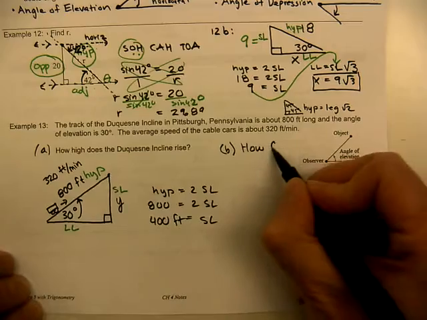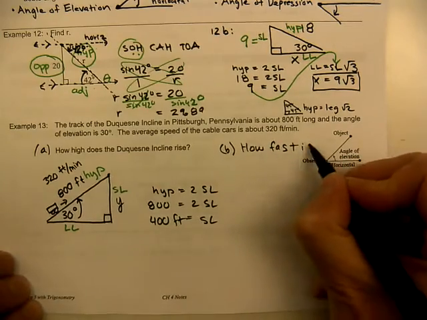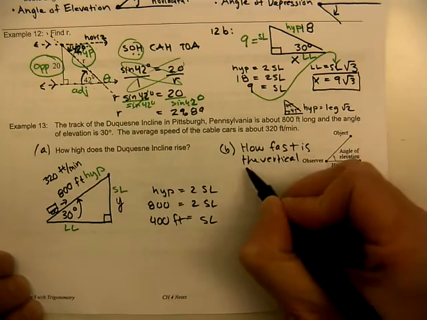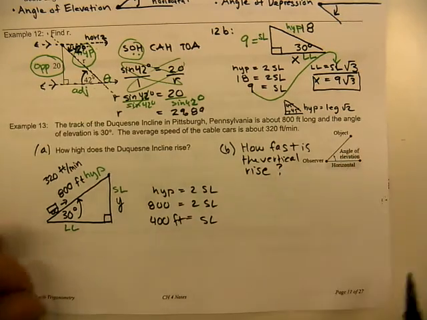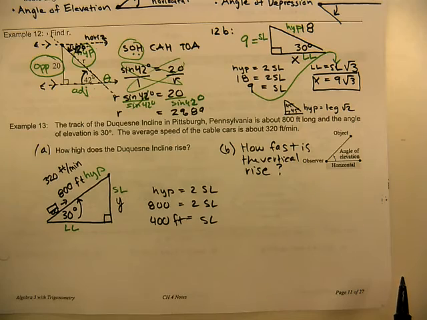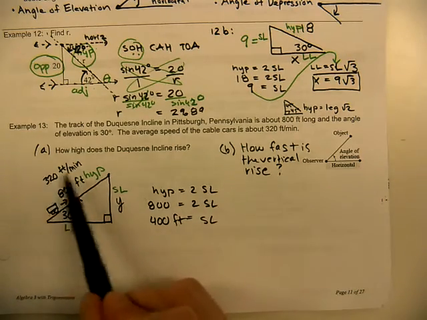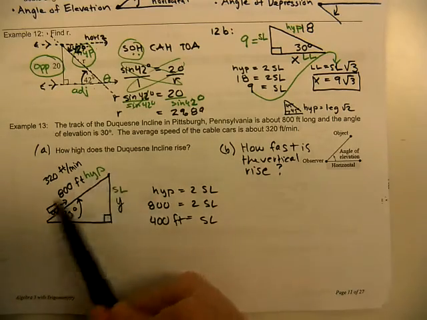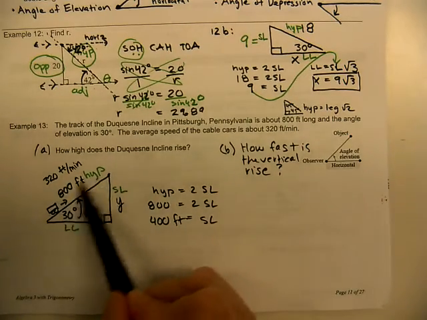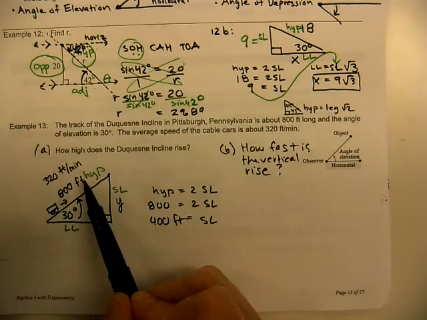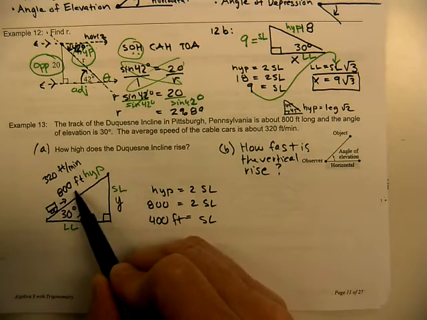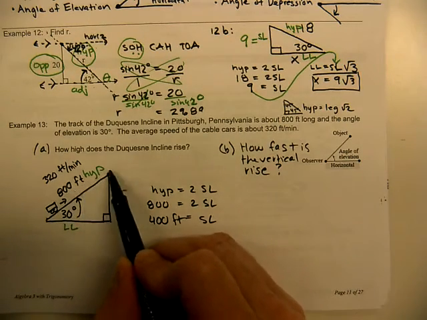Now the question is, how fast is the vertical rise? Now we already know how fast the car is traveling, but this is not the vertical rise. This is the rate at which we're going up the slope of the mountain. The question is, if you start here at 0 seconds, 0 minutes, and after traveling 800 feet, 320 feet per minute, you end up here.